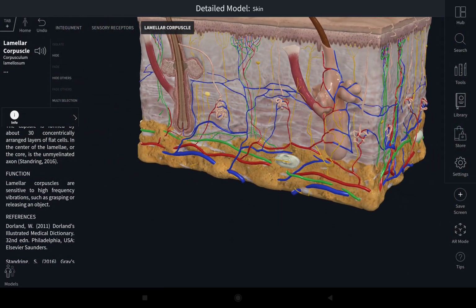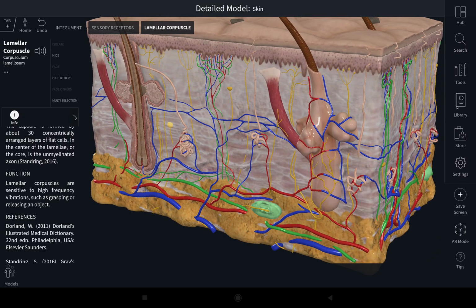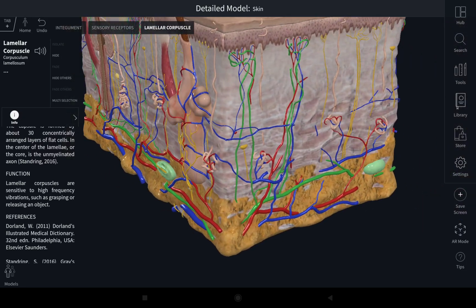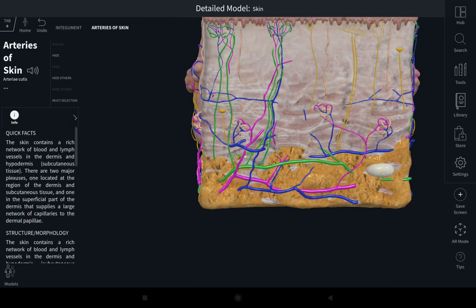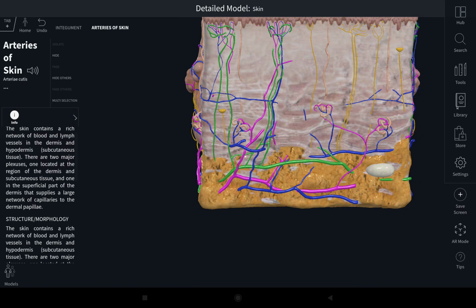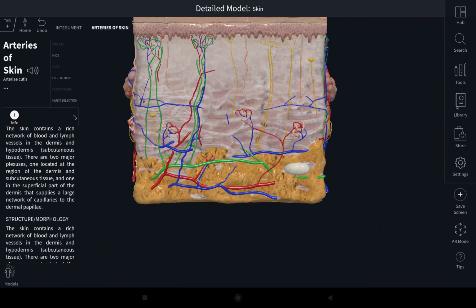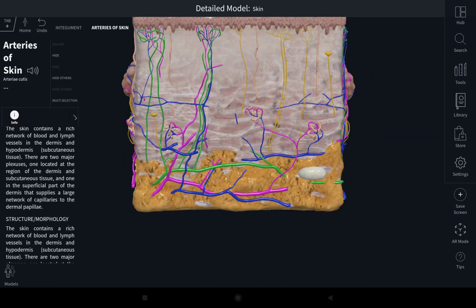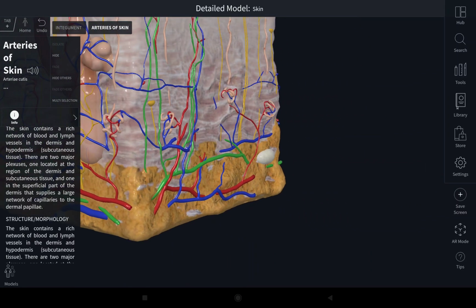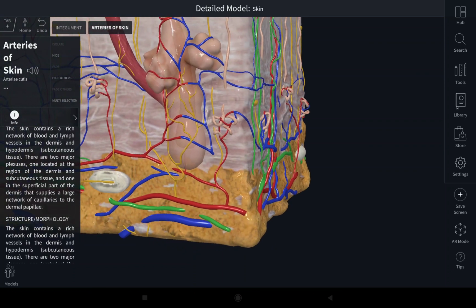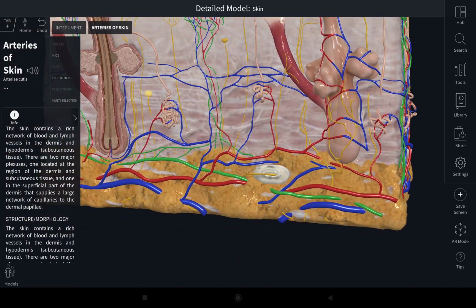Then the next structure we see here is the arteries of the skin. The skin contains a rich network of blood supply and lymph vessels in the dermis and hypodermis, that is subcutaneous tissue. There are two major plexuses, one located at the region of the dermis and subcutaneous tissues, and one in the superficial part of the dermis that supplies a large network of capillaries to the dermal papillae.